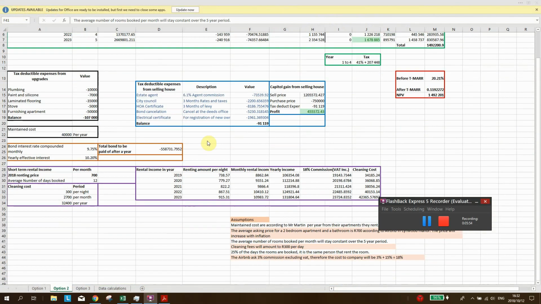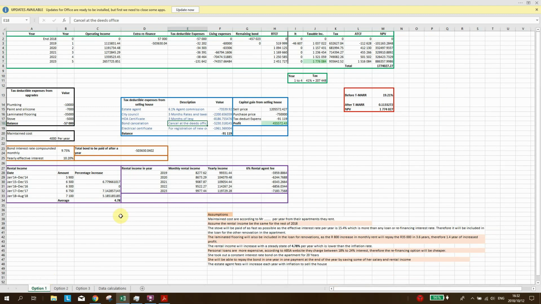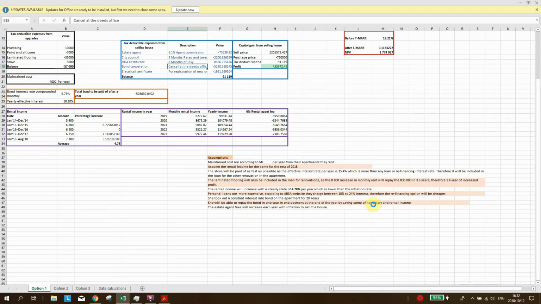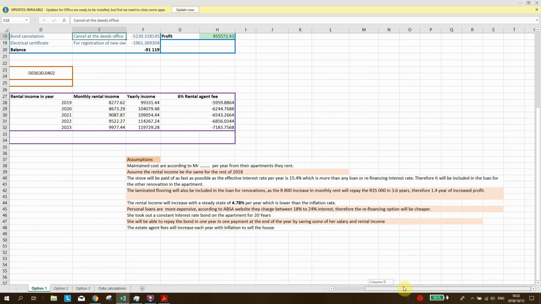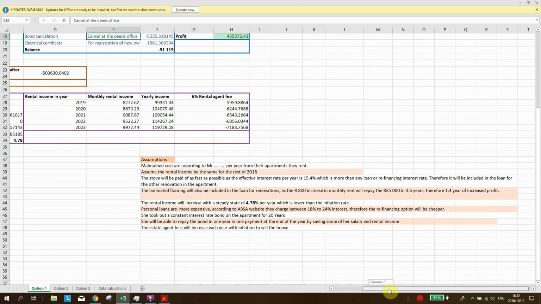Okay, this is option 2. It's almost the same as option 1. Let's start with option 1. It's actually a bit easier. Here are the assumptions. I'm not going to discuss them all as there's not enough time. You can read through them.